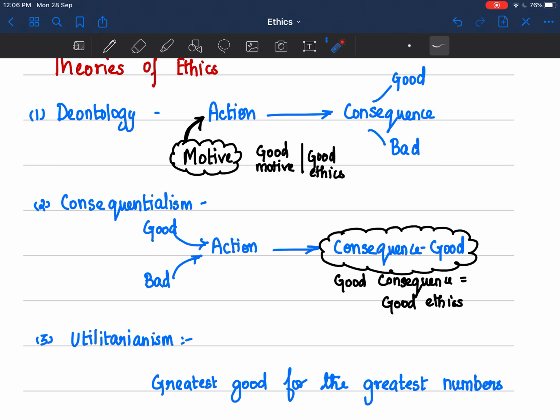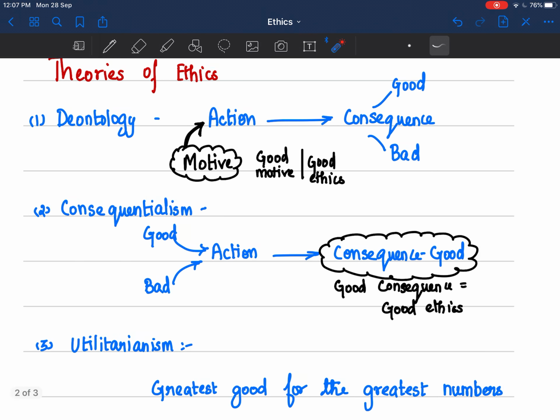There are multiple theories of ethics, okay. This is just for interest's sake, I liked the theories part. One is deontology, then consequentialism and utilitarianism. What are these? The names look very fancy.